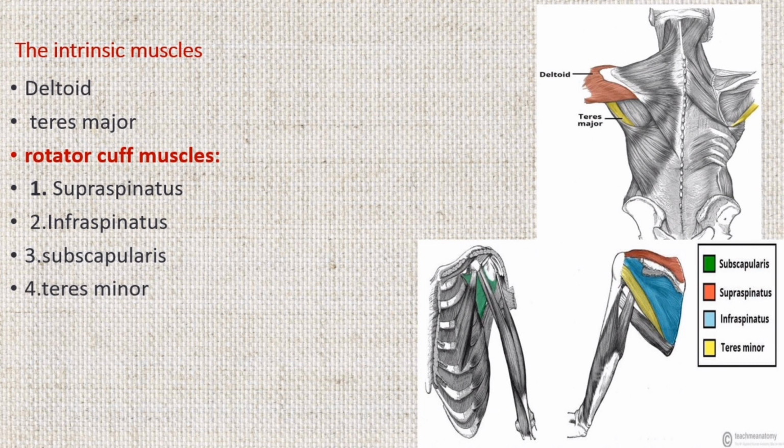It can be divided into an anterior, middle and posterior part. Attachments. Originates from the lateral third of the clavicle, the acromion and the spine of the scapula. It attaches to the deltoid tuberosity on the lateral aspect of the humerus. Actions. Anterior fibers, flexion and medial rotation. Posterior fibers, extension and lateral rotation. Middle fibers, the major abductor of the arm, takes over from the supraspinatus, which abducts the first 15 degrees. Innervation. Axillary nerve.